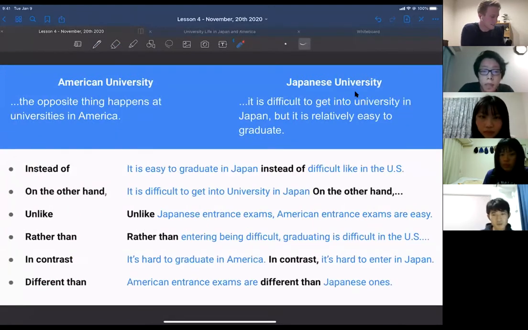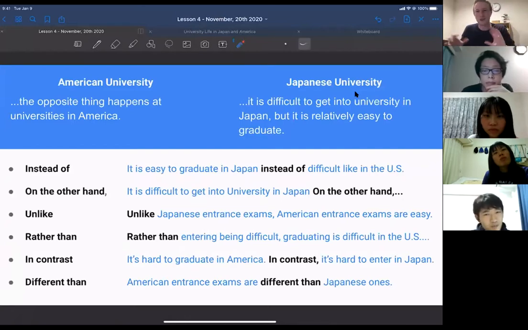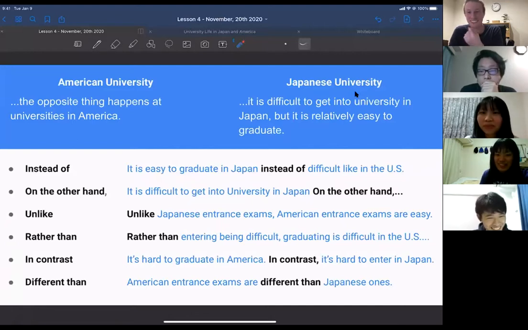Here are my sentences. For example, it is easy to graduate in Japan instead of difficult, like in the US. So what do you think? Do you think it's easy to graduate from Japanese university? If yes, thumbs up. If no, then something else. Yes? Oh, we got two yeses. Kimiko, Shingo, what do you think? Yes or no? No is okay. No? Okay. Shingo, how about you? No, okay, cool.